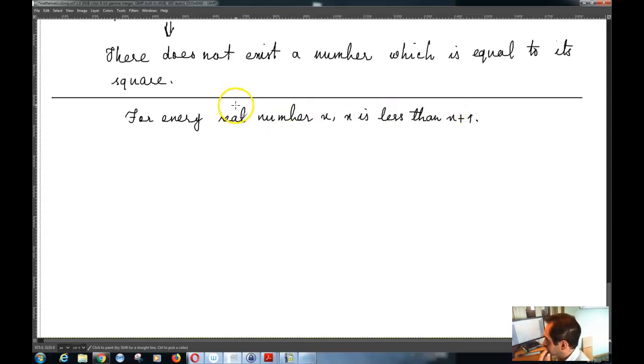So basically the quantifier here is "for every", and you can say, for example, that the negation of this is: it is not the case that for every real number x, x is less than x plus 1. And then you can write that as there exists a real number x.